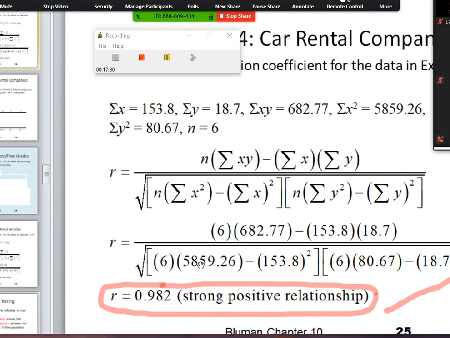So a strong positive relationship means that it's like a line, only it goes upwards, like this. Right? It's a line upwards. Nice, strong, positive relationship. Close to a line.